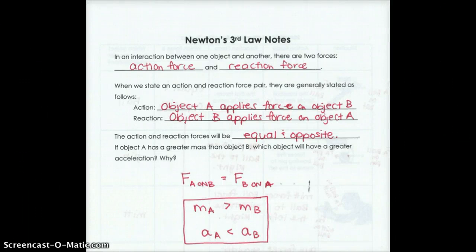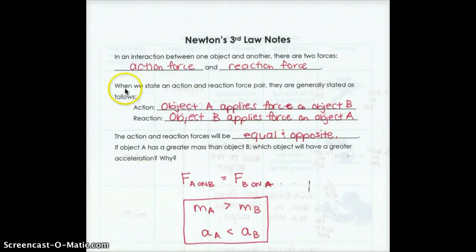The written notes that I give students for Newton's third law are the notes that you see in this section right here. I try not to overload them with notes, but it's really important to front load this section so students know what action and reaction forces are, how to write action and reaction forces out, and understand Newton's third law that action and reaction forces are equal and opposite, and how mass has to do with acceleration of those objects.